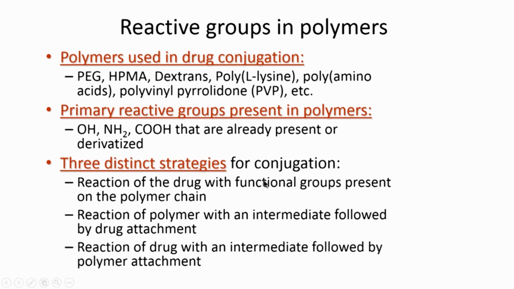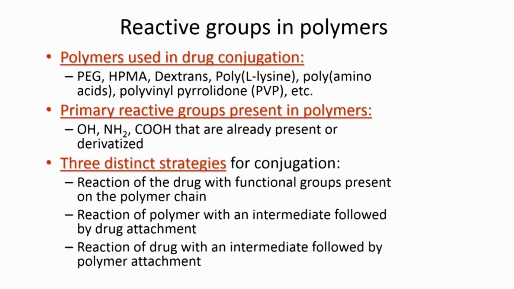And then typically three distinct strategies are used. You can either react the drug with the functional groups that are present in the polymer chain. You can first react the polymer to form an intermediate, which you then use for the drug reaction, or you can react the drug with an intermediate first and then attach it to your polymer. So, I hope this is clear.